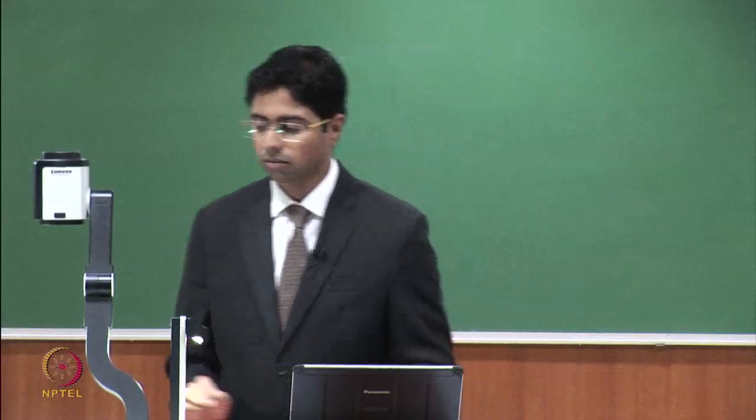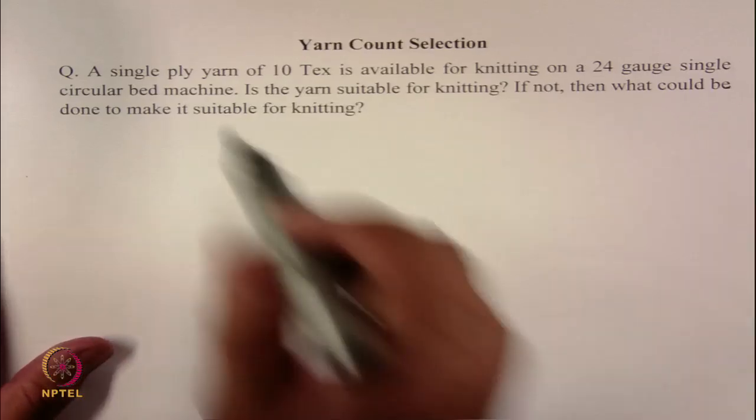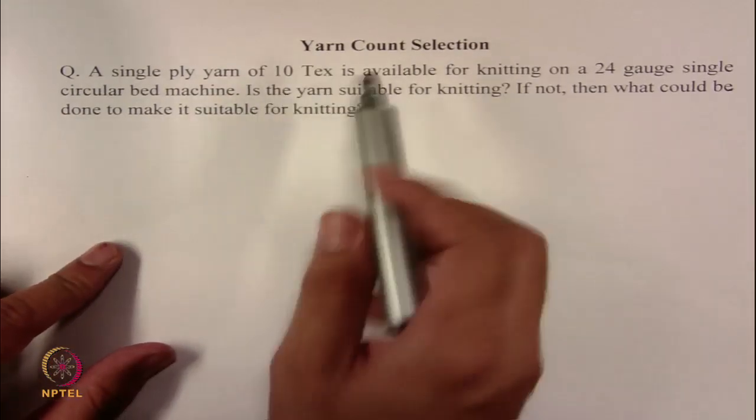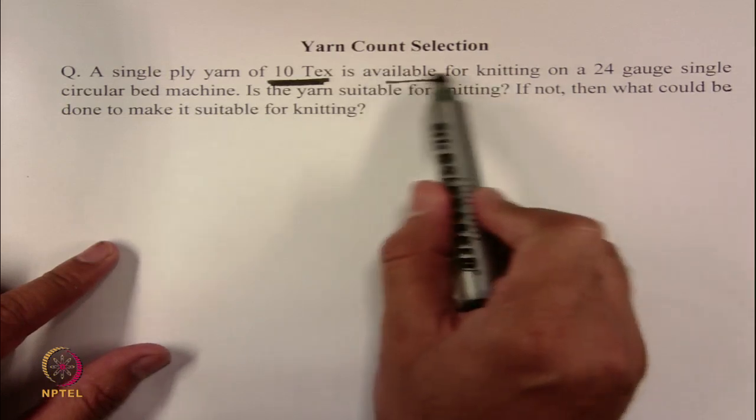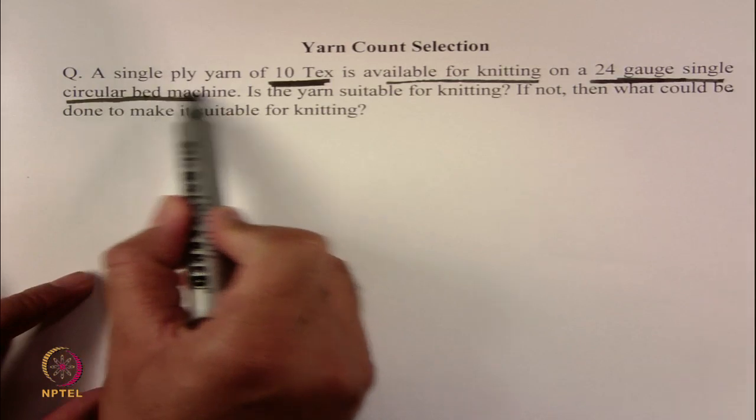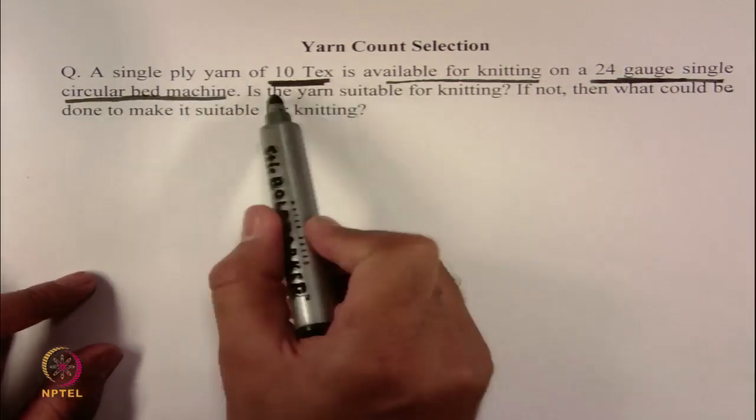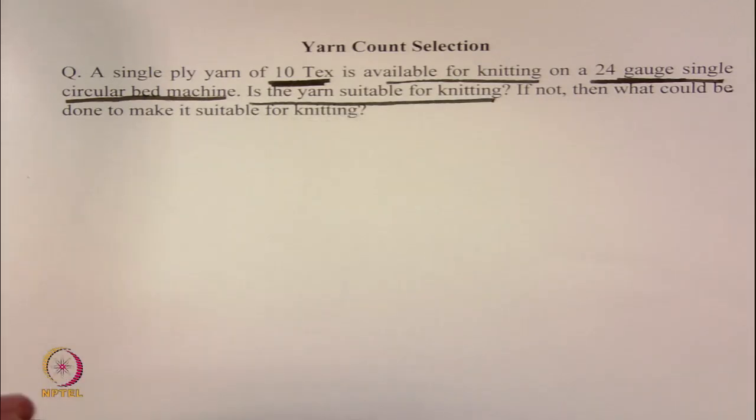So, I have a very simple example. Let us see that example. A single ply yarn of 10 tex, so the yarn count is given, is available for knitting on a 24 gauge single circular bed machine. Is the yarn suitable for knitting? So, the question is, can we run this yarn on the machine?